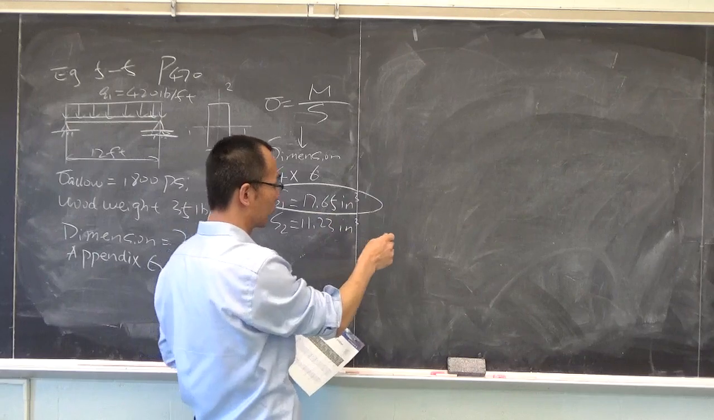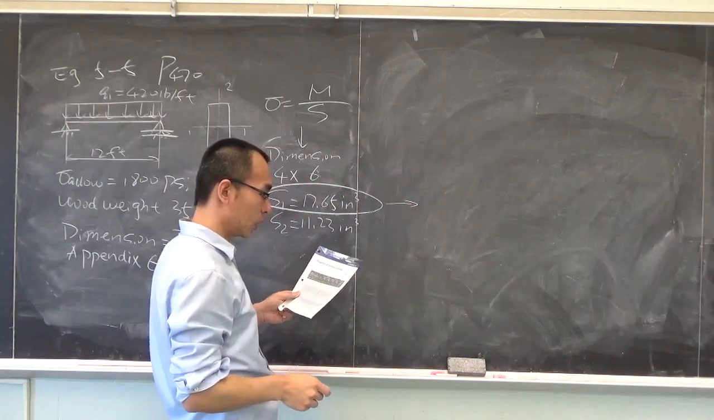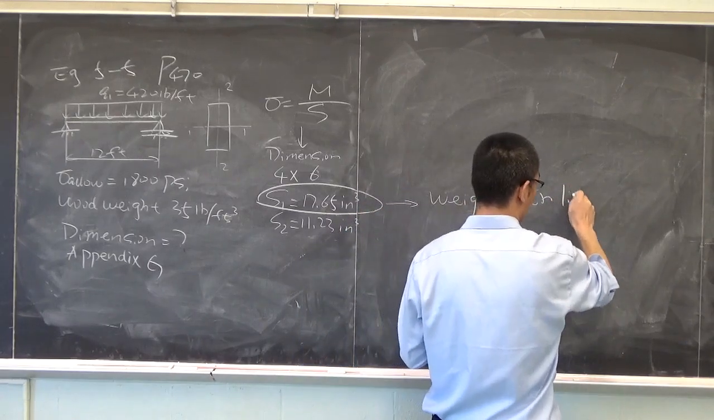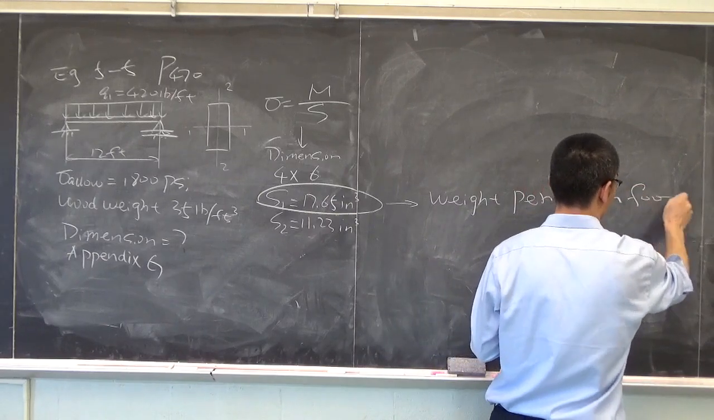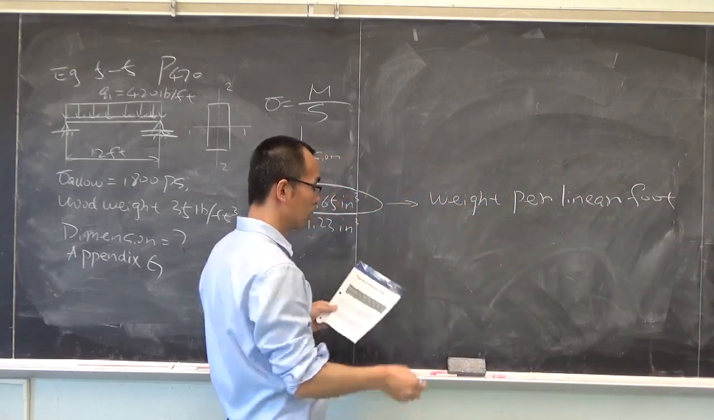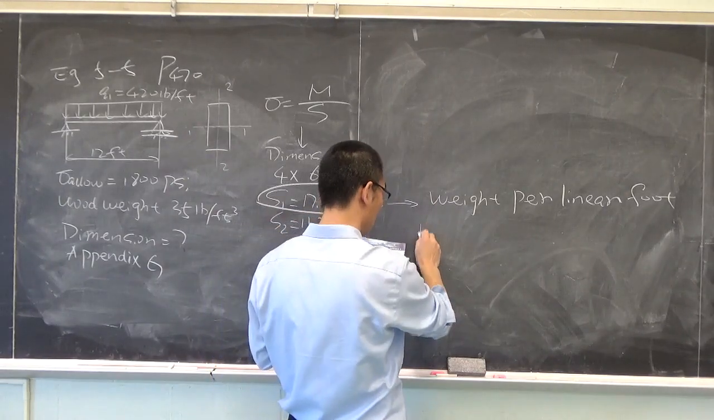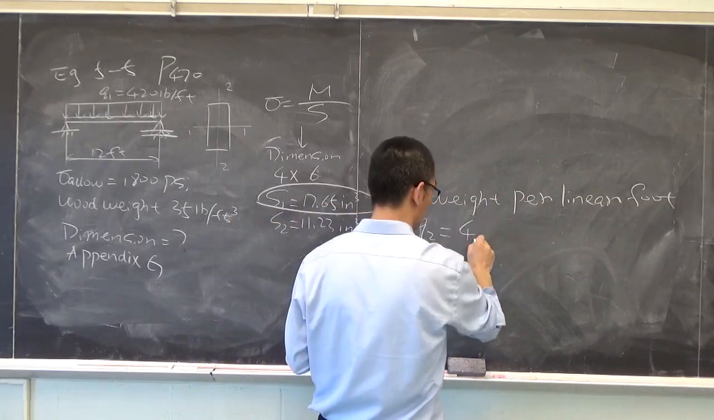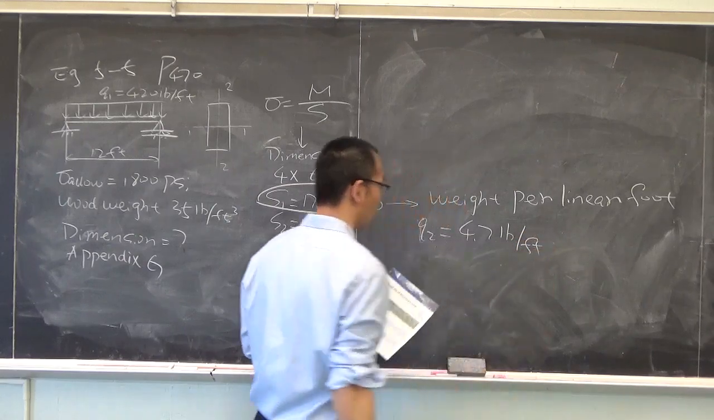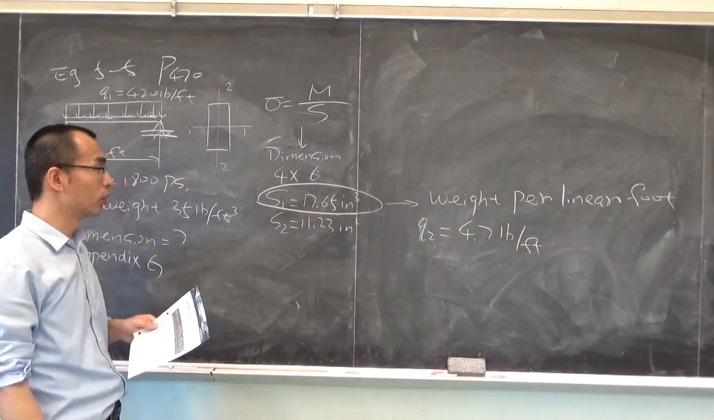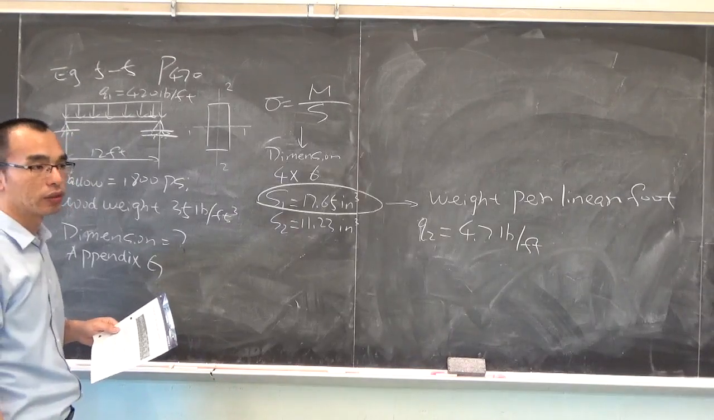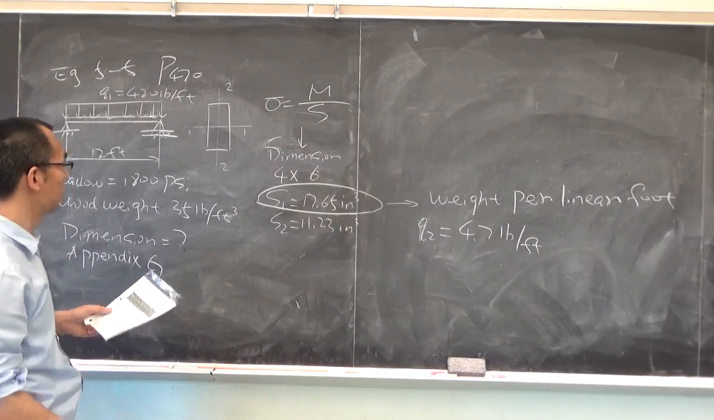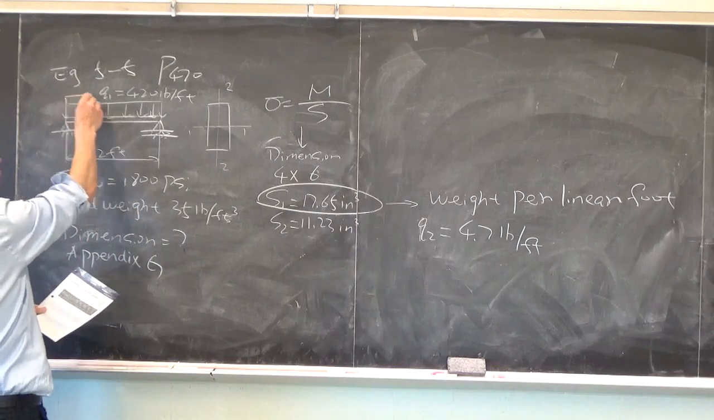So when you have this section modulus, you will see, in the last column, the weight per linear foot. Like this one, the weight per linear foot will be equal to 4.7. That means we are talking about the real wood, the real material, so it has weight. No matter whether you have a piece of aluminum, steel, or wood, it has weight. So you have to consider the self-weight.